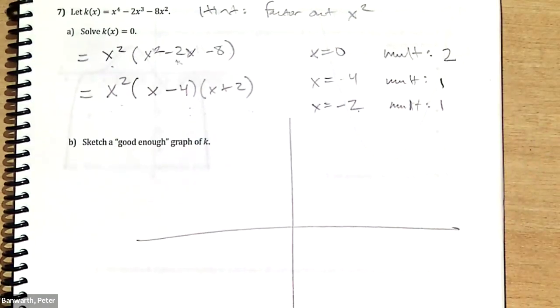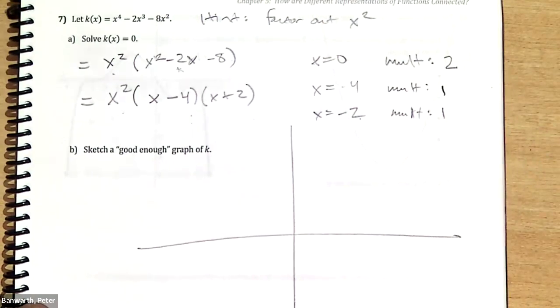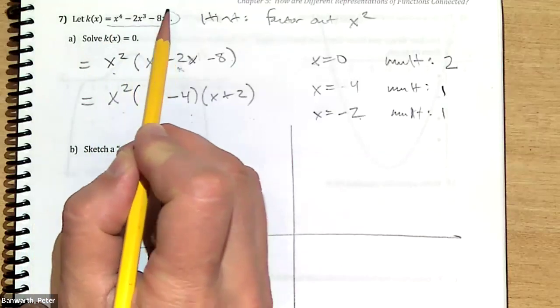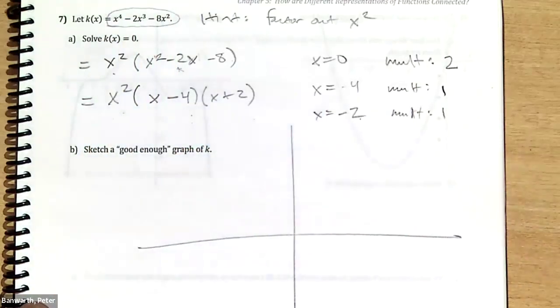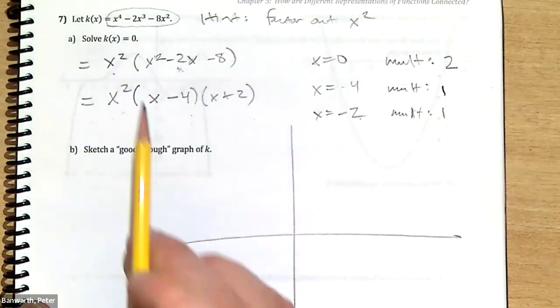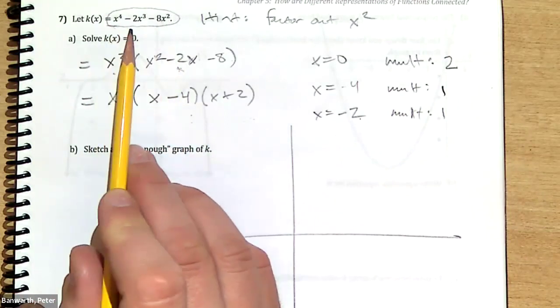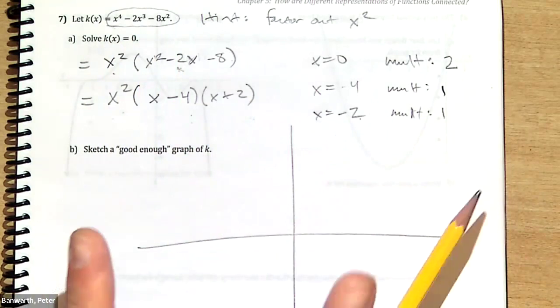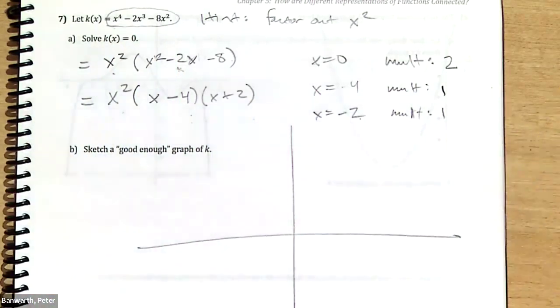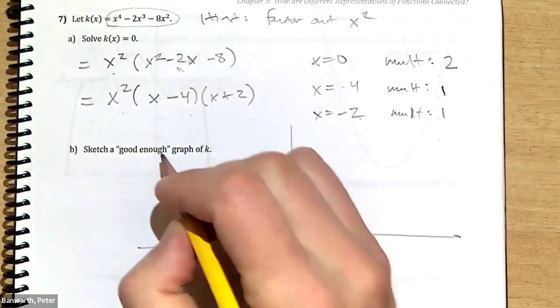With a good enough graph, I need to know basically where the x-intercepts are and what the end behavior is. So for end behavior, go back to your standard form, which I could also call end behavior form. What's the degree of this polynomial? 4, and does it go point up in both directions or down in both directions? Up, because the leading coefficient is positive.